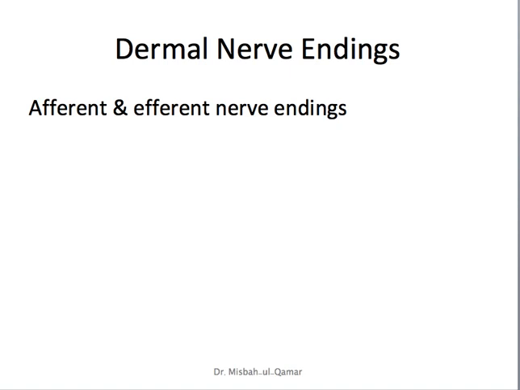And then there are dermal nerve endings, which could be afferent and efferent also. The receptors at the peripheral endings of the afferent nerve fibers in the dermis detect certain sensations such as pressure, temperature, pain, and also some other somatosensory input. While the efferent nerve endings in the dermis mainly control the blood vessels' caliber, but in addition to that, they also control hair erection and the secretion by the skin's exocrine glands.